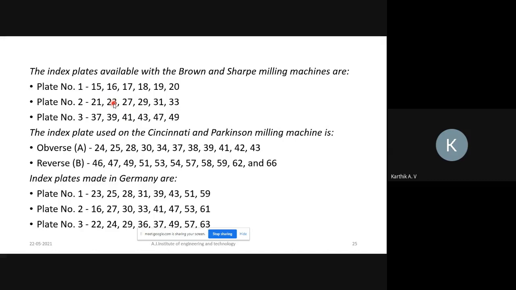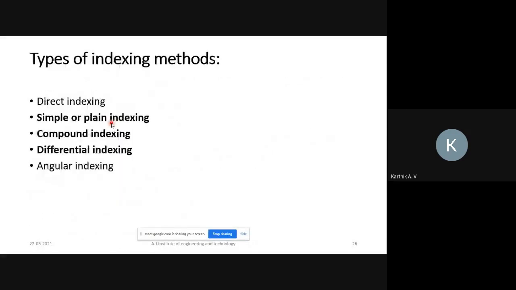Any doubt till here? The index plate has different varieties of hole circles, divided into three varieties of plates, each with different varieties of holes. Then the crank will be rotated and fixed in a particular hole circle. For fixing, there are different methods, so we'll discuss them one by one.